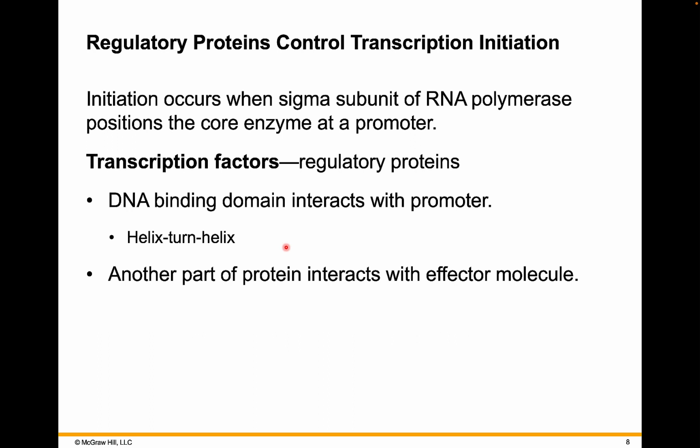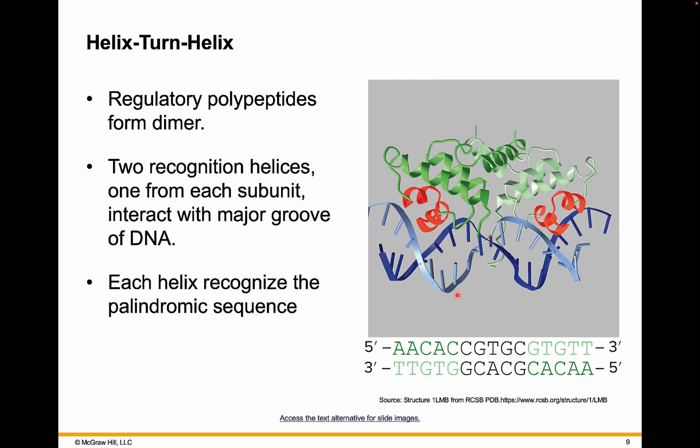So you have two parts, and we will explain what we mean by that: one is a DNA binding domain and another is an effector binding domain. This is a classic example of a typical transcription factor with a general helix turn helix motif. Here you are looking at the double-stranded DNA. You can see that these are the major grooves of the DNA and these are the minor grooves. Now you can see that there are two proteins, one on this side and another on the other side, which are dimeric. There are two recognition helices, one from each subunit, which interact with the major groove of the DNA.